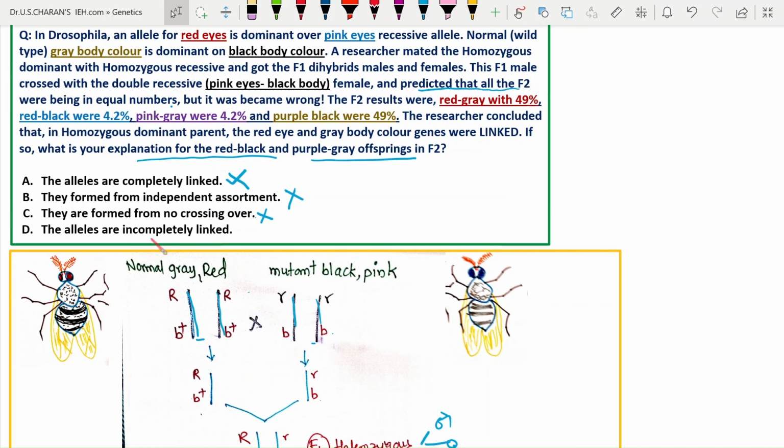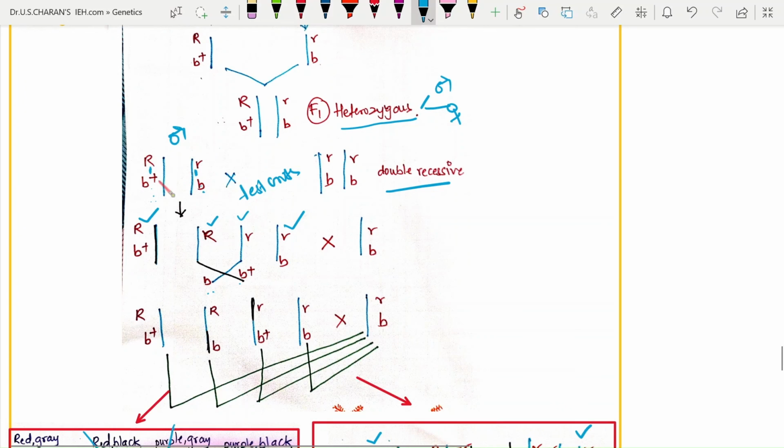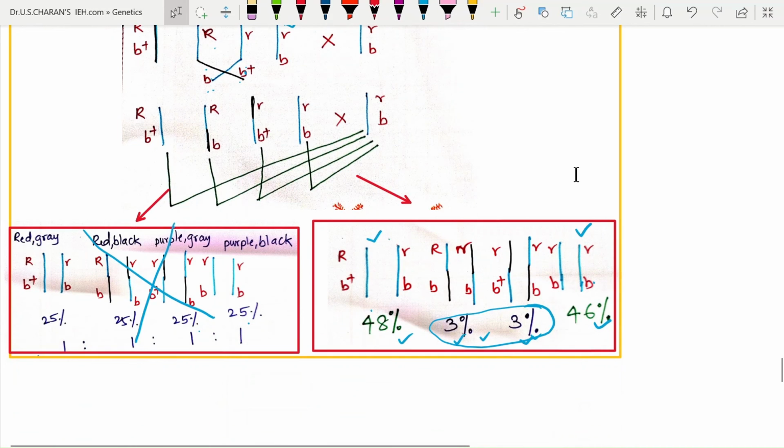So the alleles are incompletely linked. This is the right answer, because these alleles are linked but incompletely linked. That's why they are involved in crossing over. A small number of genetic recombinants are also produced. That's why they formed new genotypes in the next generation. This is the answer.